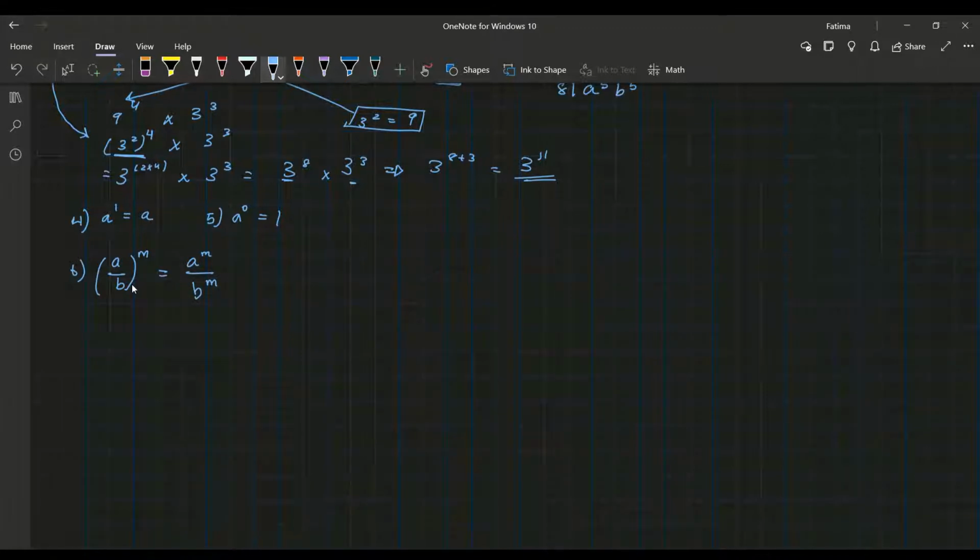Same thing can happen when you have multiplication. So if you have a into b, the whole raised to the power m, then it would be a to the power m, b to the power m.